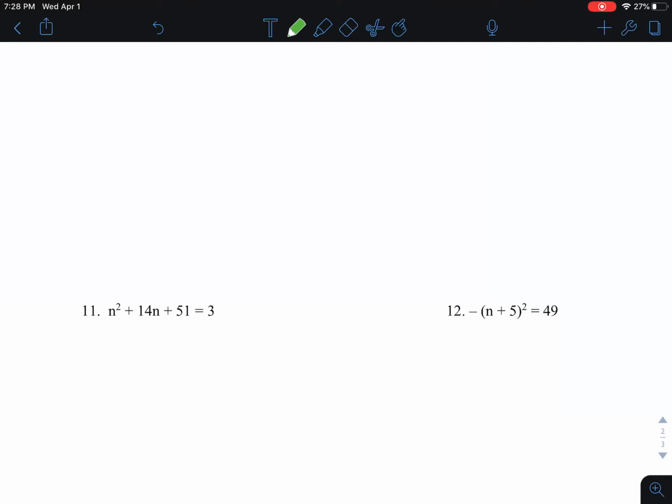Again, let me know if you have any questions. Again, this homework is really about making the connections between standard form and vertex form.